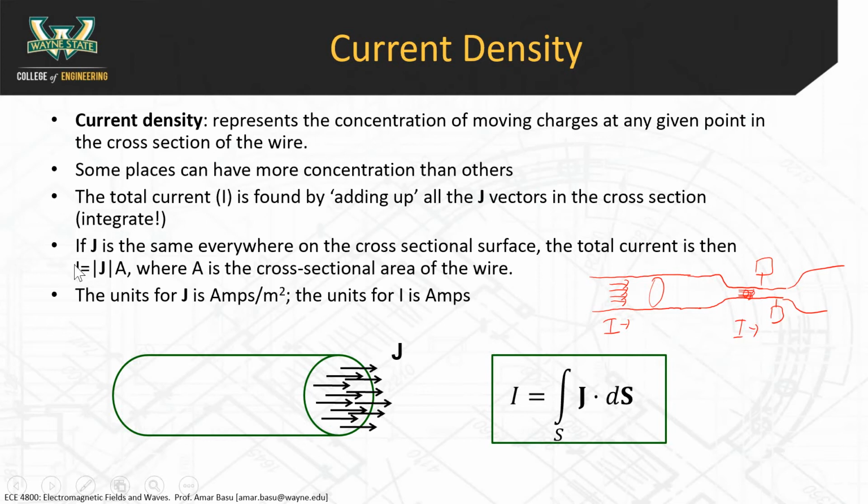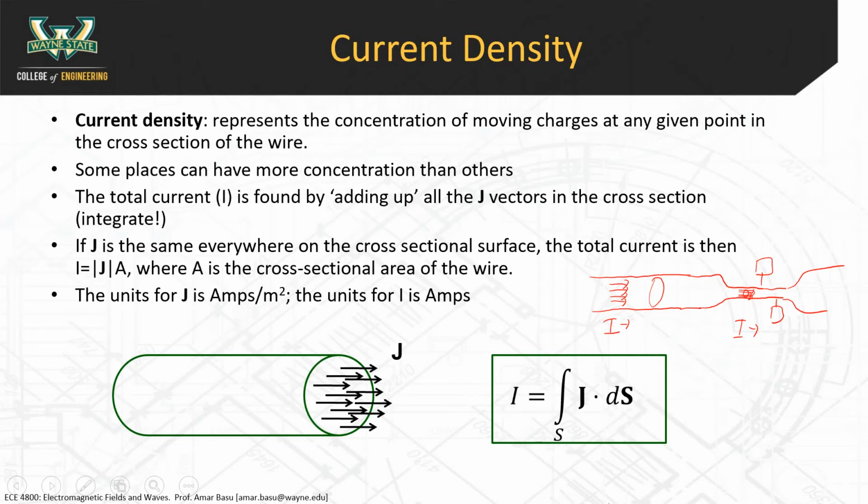And that's what's being said here. If J is the same everywhere in the cross-sectional surface, then the total current I is equal to J times A, where A is the cross-sectional area of the wire. But in the more general case, when you don't have uniform current density everywhere, you have to calculate the total current by using an integral. And this is a surface integral.